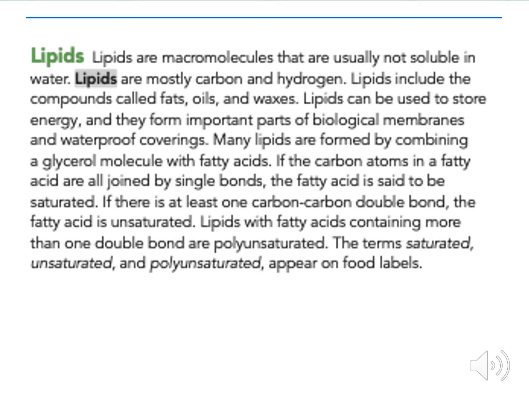If the carbon atoms in a fatty acid are all joined by single bonds, the fatty acid is said to be saturated. If there is at least one carbon-carbon double bond, the fatty acid is unsaturated. Lipids with fatty acids containing more than one double bond are polyunsaturated. The terms saturated, unsaturated, and polyunsaturated appear on food labels.